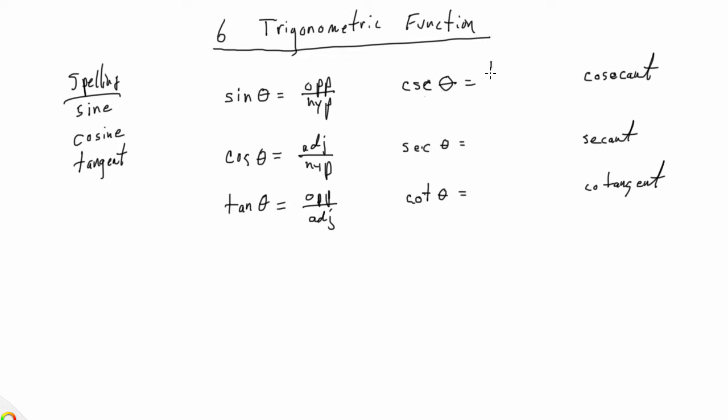So the cosecant is the hypotenuse divided by the opposite side. The secant is the hypotenuse divided by the adjacent. And the cotangent is the adjacent divided by the opposite side. So these are reciprocals, straight across, back and forth. They're reciprocals of each other, so if you know one, you automatically know the other because you just take the reciprocal of it.